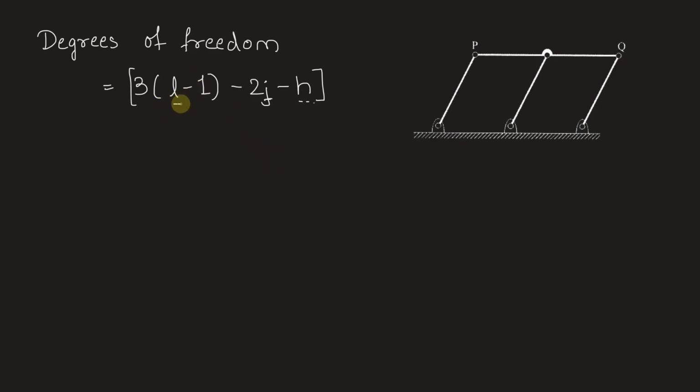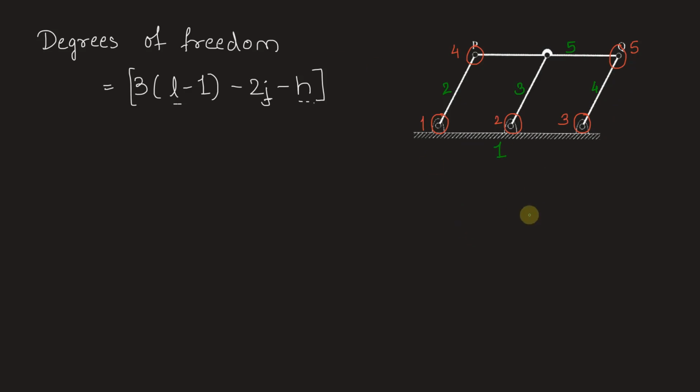Let's start by counting the number of links. The links are this fixed link 1, this link 2, 3, 4, and PQ being a single link, this is the fifth link. Let's count the number of joints now. So we have 1, 2, 3, 4 and 5. So these are the binary joints or the lower pairs.